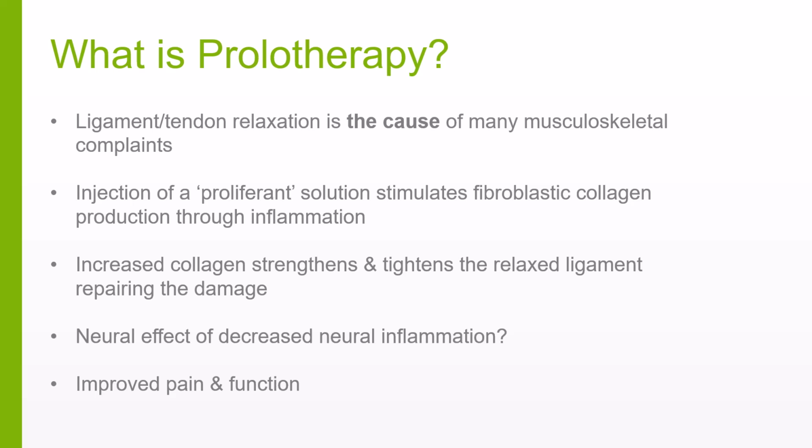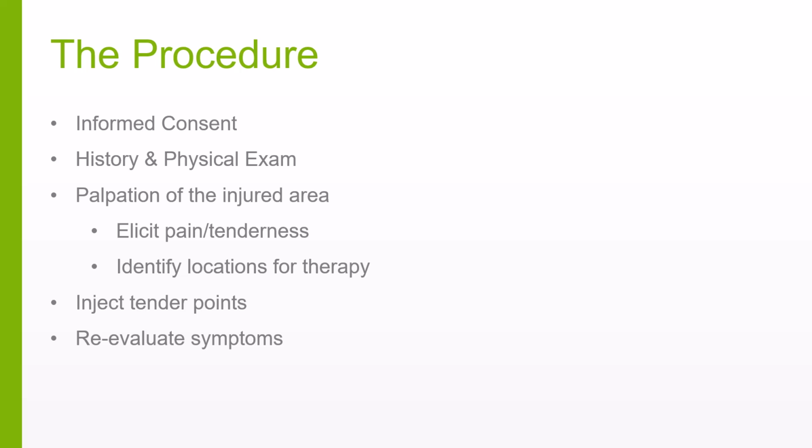Again, we think that a lot of musculoskeletal pain is actually caused by ligament and tendon relaxation, and if we inject a proliferant into these tissues, it stimulates an inflammatory response which ultimately causes fibroblasts to migrate into the area and begin healing these tissues. And when we heal these tissues, then pain and function will improve.